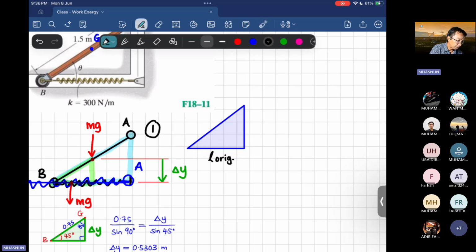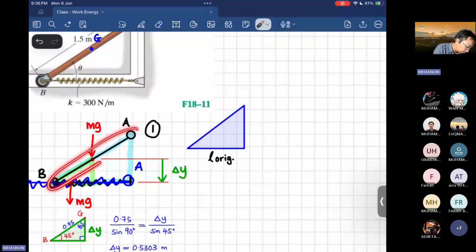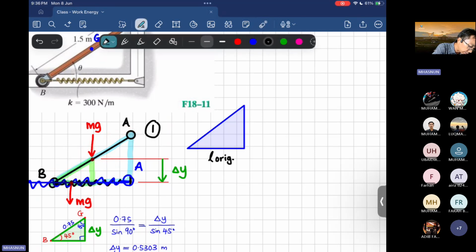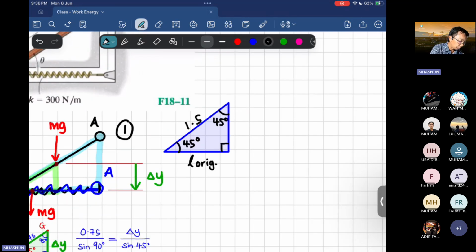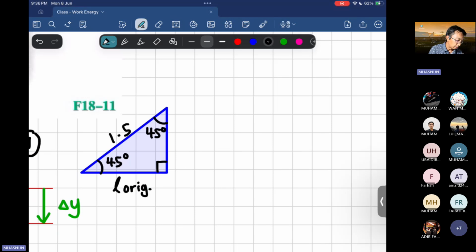So do we know the hypotenuse of this triangle here? What is this hypotenuse? The hypotenuse here is basically the length of the rod, which is 1.5 meters. So we actually know this is 1.5 meter. Okay, and then we also have the angle. The angle here is 45 degrees. The angle here is 90 degrees. The angle here is also 45 degrees. So by having all this information, we can use apa nama dia, sine rule to find the original length.